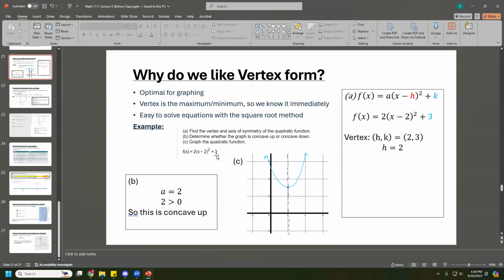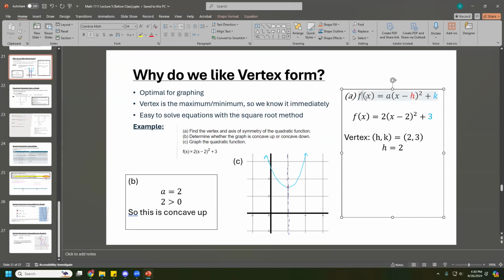So this time we were given a function that was written in vertex form. We like this because it's easy to graph. It's also easy to solve equal to things. So real quick, let's just hit up A, B, and C. First up, to find the vertex, when you're given something that's in vertex form, you just need to identify what your h and your k are.